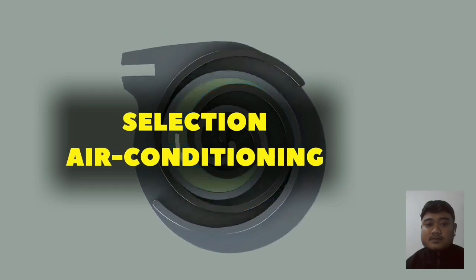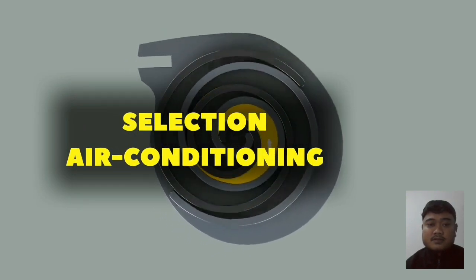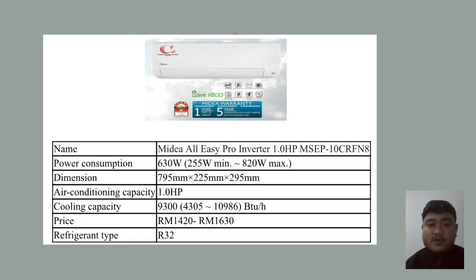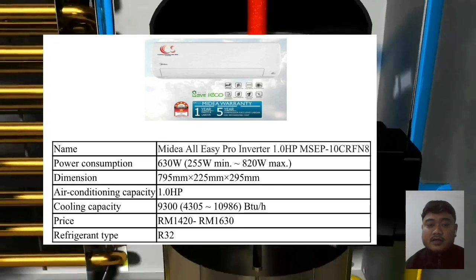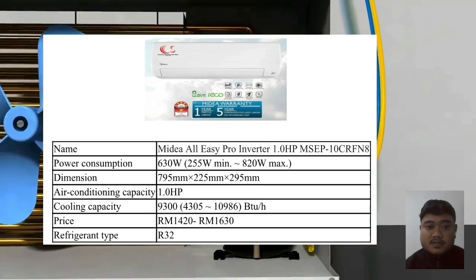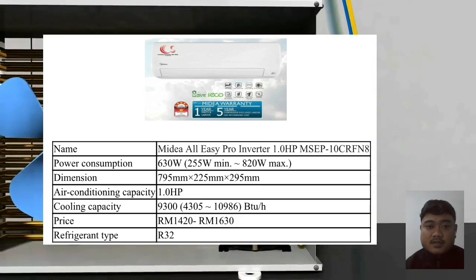For selecting the air conditioner, we select the Media All Easy Pro Inverter 1 horsepower, MSEP-10CRF8. This is what we select. The power consumption is 630 watt.